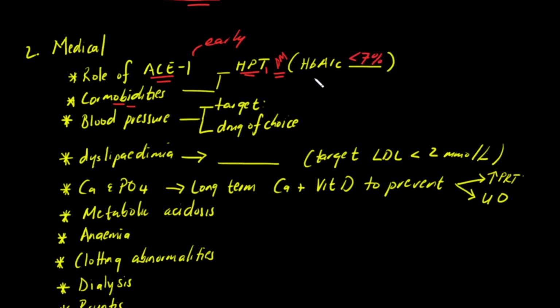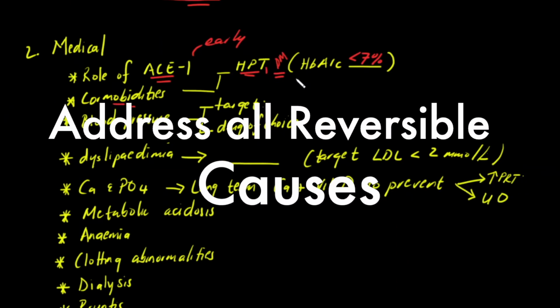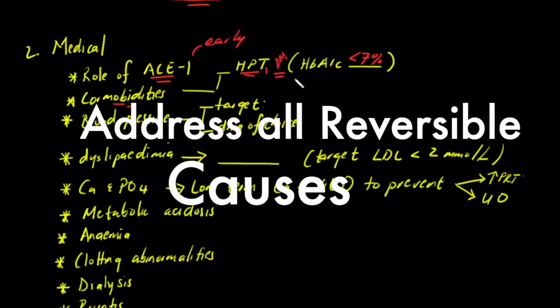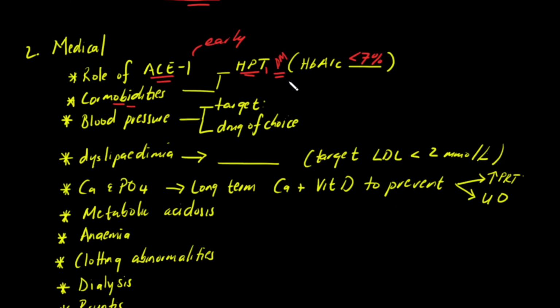Remember your cardiovascular risk factors. Stop smoking, very important. Avoid your nephrotoxins such as NSAIDs, COX-2 inhibitors, IV contrast, especially in patients with GFR of less than 60. Address all the reversible causes of AKI. Very important. If the patient is hypovolemic, control that hypovolemia. If it's a drug causing it, remove that drug. Very important.